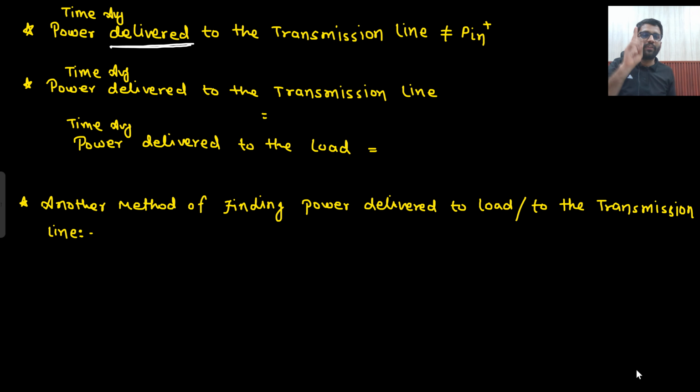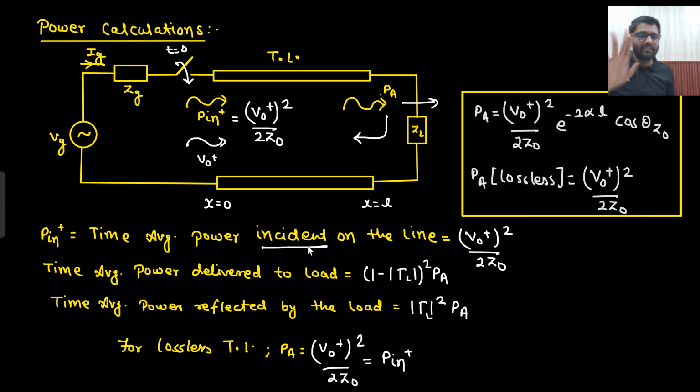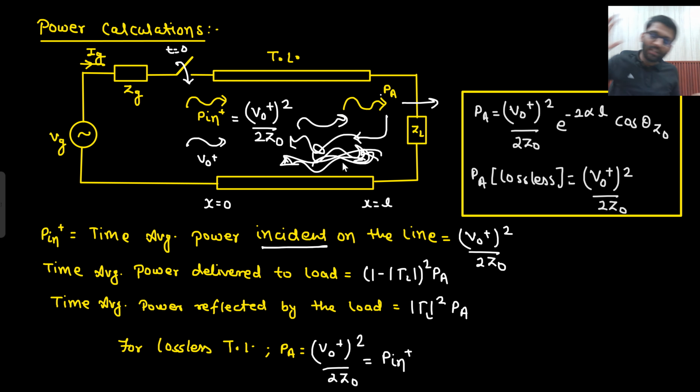So both are two different things. This is incident. Incident means just as you close the switch, because of V0 plus, how much power is incident. And if I am talking about delivered, that means I am taking incident, reflection, then again incident, again reflection, a lot of reflections and incidents, all taking place. And what is the total power that is delivered to the transmission line? Are you getting this point?